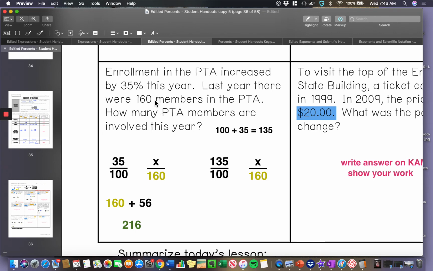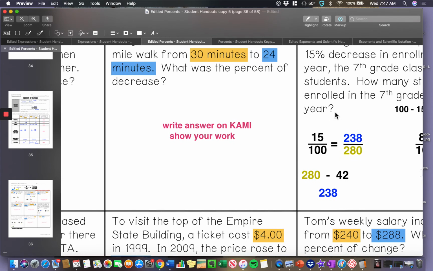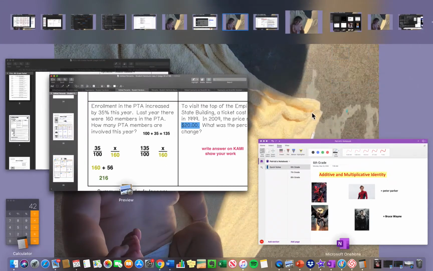So the whole amount of PTA members last year was 160, and it is going to be going up 35%. So it's going up, so I have a positive here, as opposed to the one above it, where I have a negative because it was a decrease. This time it is an increase, so I have a positive amount, right? This is a good thing for the PTA. So I can cross multiply: 35 times 160 divided by 100.